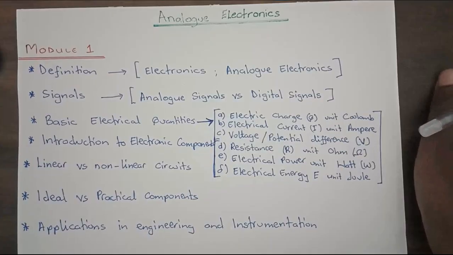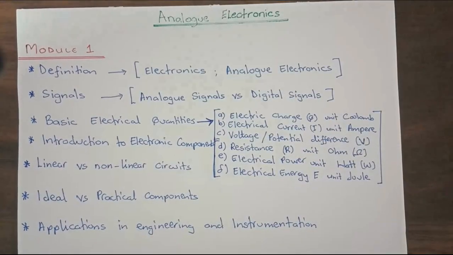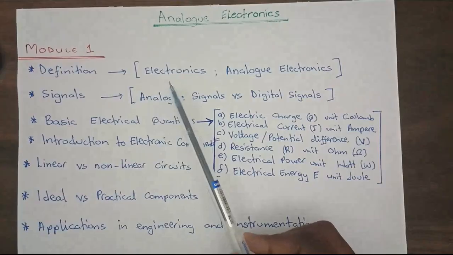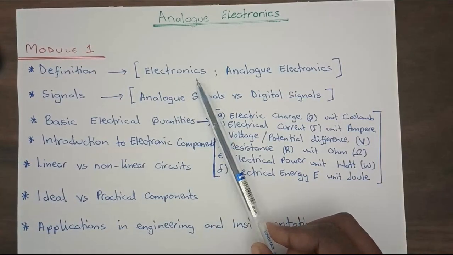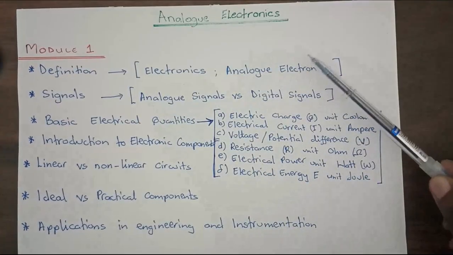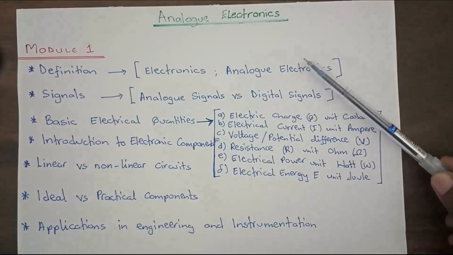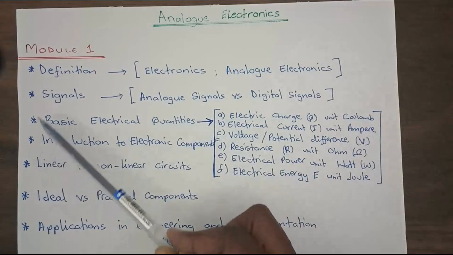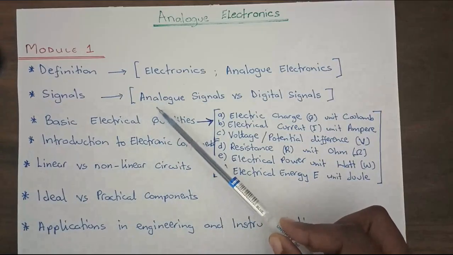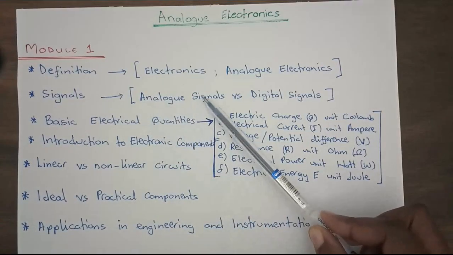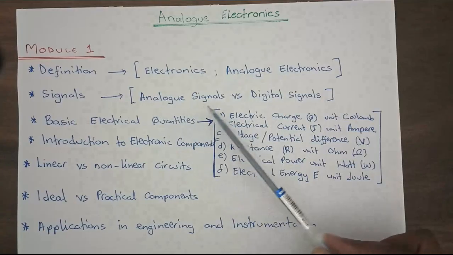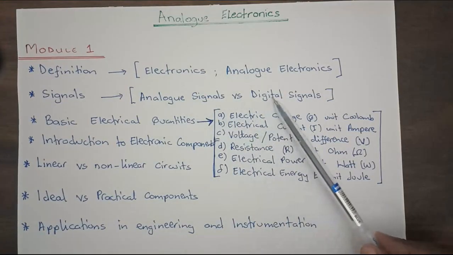analog electronics. I have written here definitions. On definitions, first, we are going to explain what is electronics. From there, we are also going to explain what is analog electronics. Next, we are going to deal with signals, in which we are going to go deep into what is an analog signal, what is a digital signal, and we are going to compare analog signal versus digital signal.